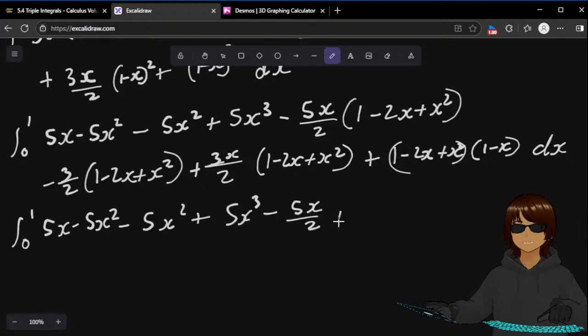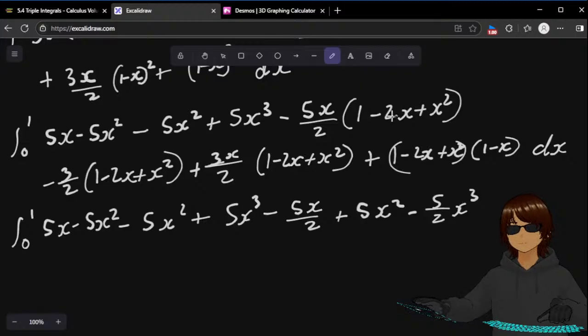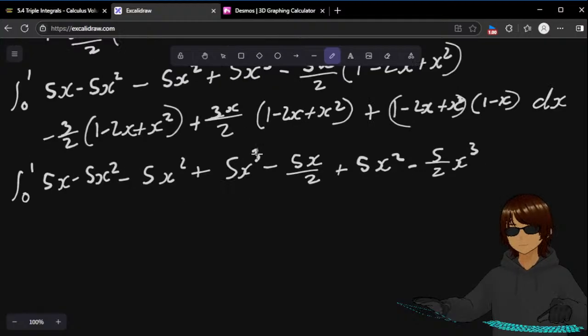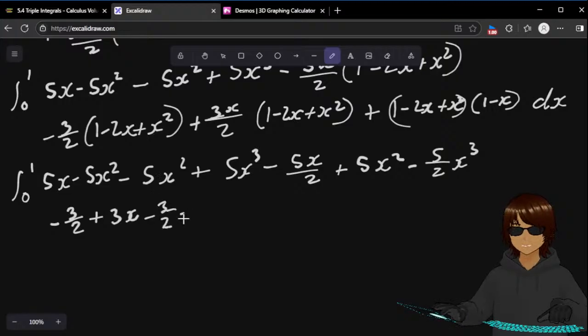Two into a cancel plus x square minus 5 over 2 x cube. X minus 2.